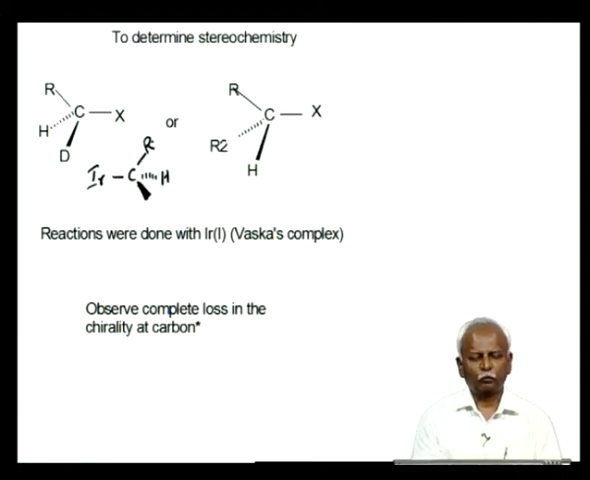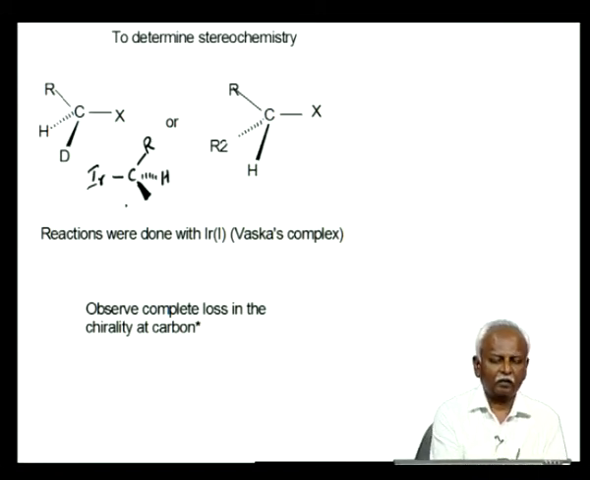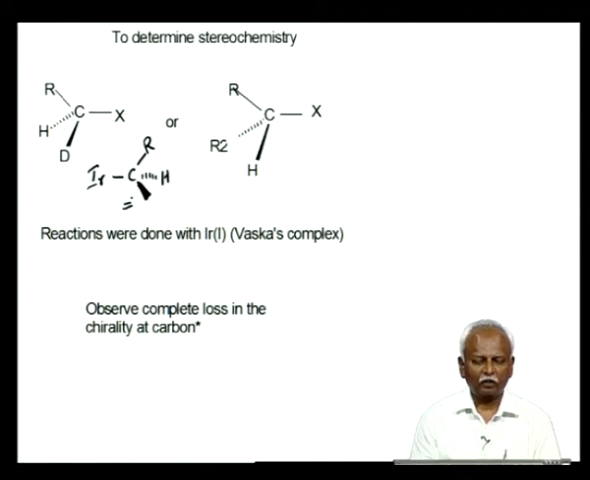This group, and so you would have this carbon undergoing Walden inversion or inversion in stereochemistry. So, several reactions were done with Vaska's complex, and surprisingly they observed complete loss in the chirality at the carbon center undergoing oxidative addition. So, this is a big surprise to the organometallic chemistry community, and this was true whether one started out with a single substituent which had a chiral center generated with hydrogen and deuterium, or if you have R and R1 and R2, either way you ended up with loss of chirality at the carbon.